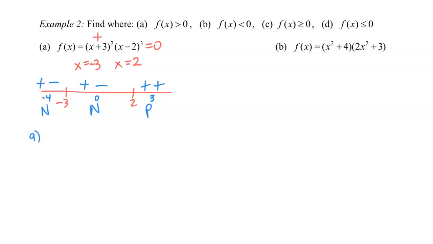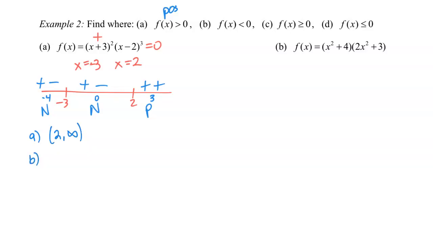Okay, I'm now ready to answer my 4 questions. In letter A, I'm looking for where f of x is greater than 0. So that is just the positive sections, and that's it. Nothing other than the positive sections. The only positive section is from 2 to infinity. I'm not going to include 2 because 2 was one of my zeros, so the answer for letter A is 2, not included, to infinity.